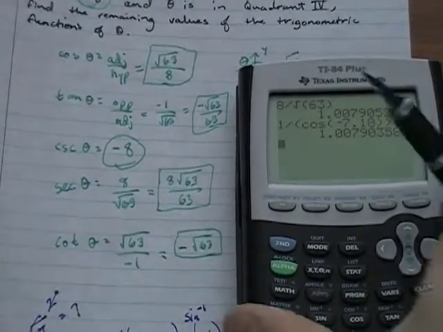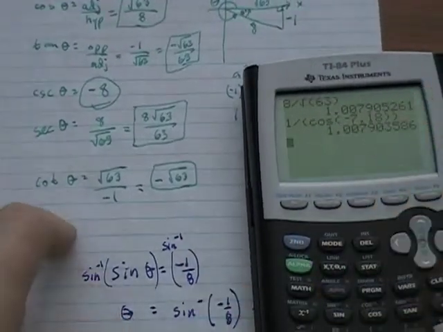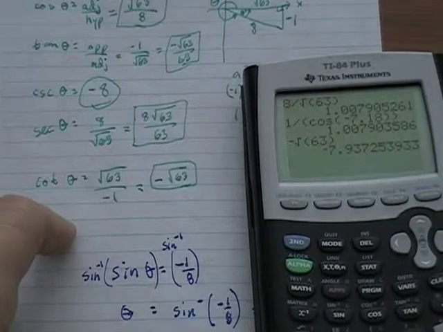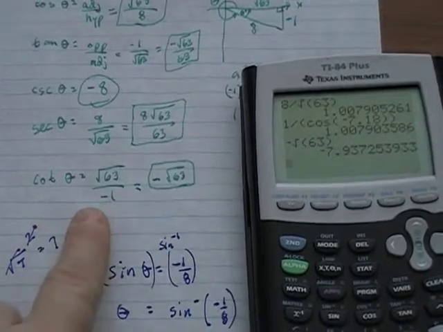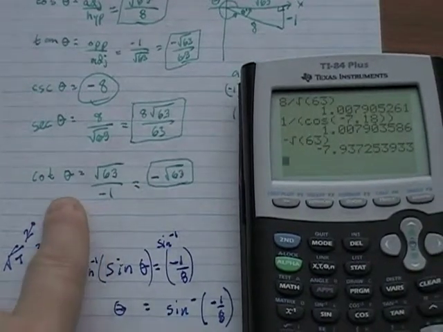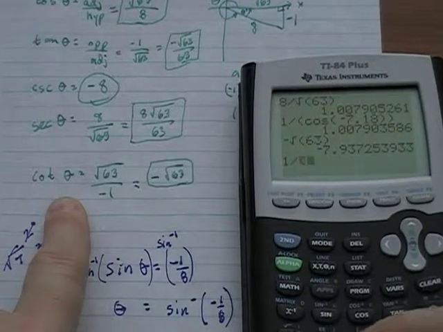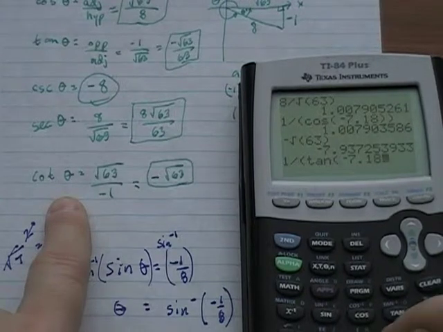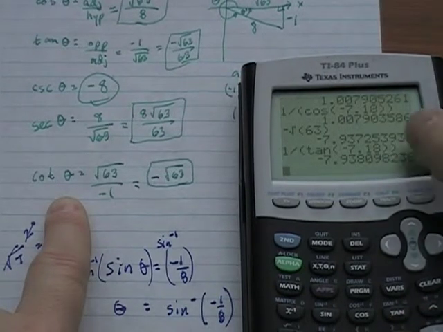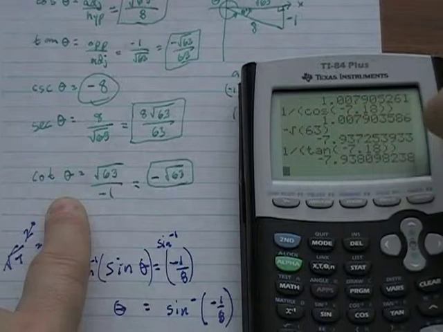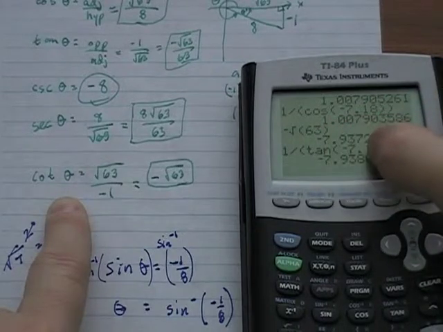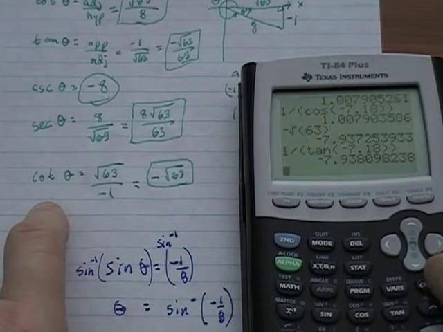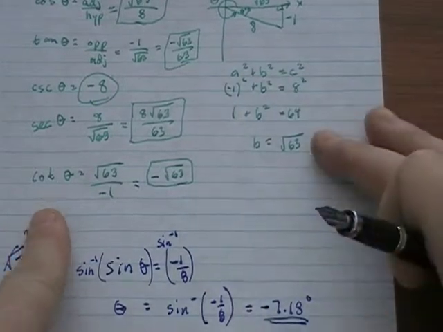We can check cotangent. Cotangent is negative root 63. So negative square root of 63 is negative 7.9. What is cotangent? It's 1 divided by the tangent of our angle. And what do we get? 7.937, 7.938. Very slight difference, but again, same answer. So it's a great way to check these with a calculator and make sure that they're right.